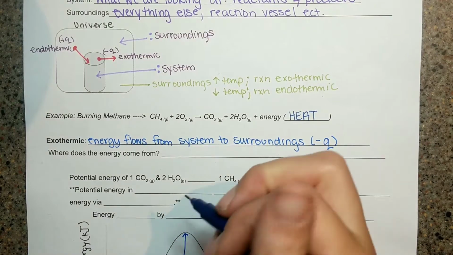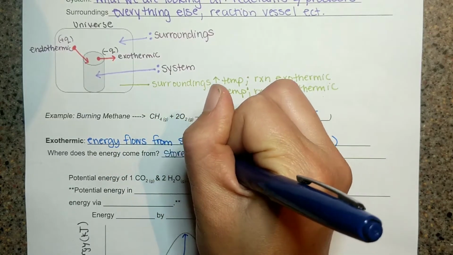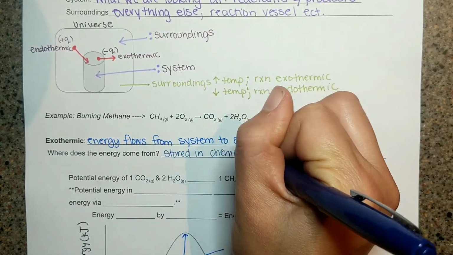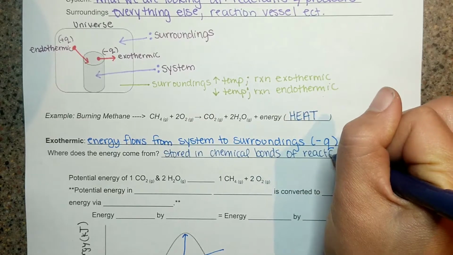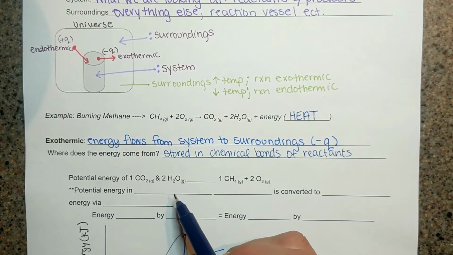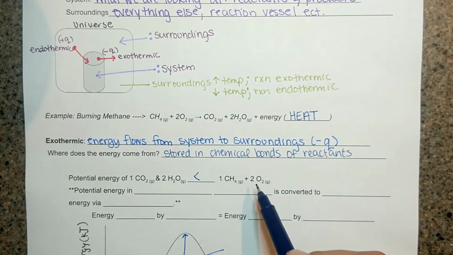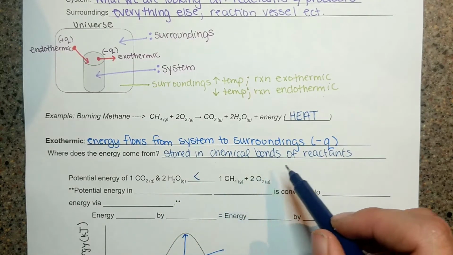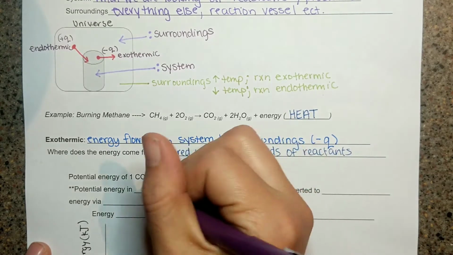This energy comes from the chemical bonds of your reactants. So between my products and my reactants, the potential energy is less in my products than it is in my reactants. So more energy was broken when my atoms and their bonds shuffled around to make my products, and the extra energy was given off as heat. So potential energy in chemical bonds is converted to thermal energy via heat.